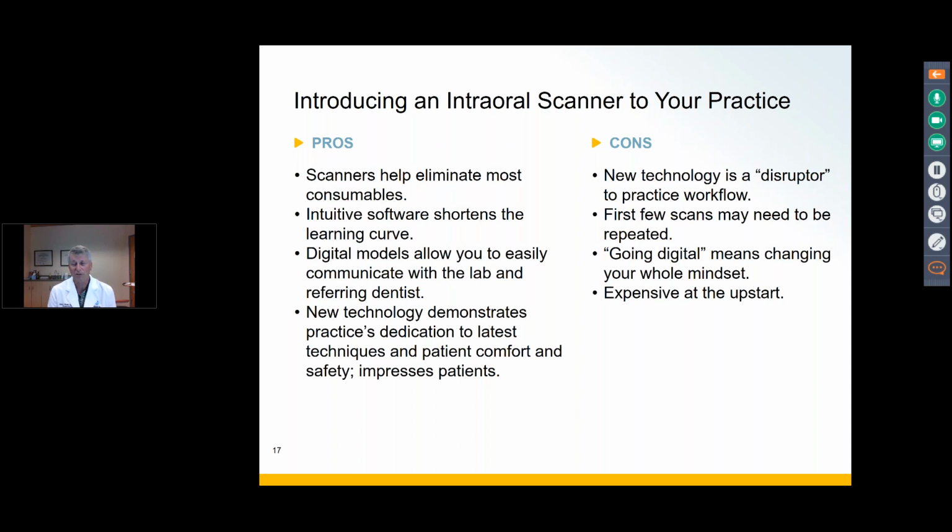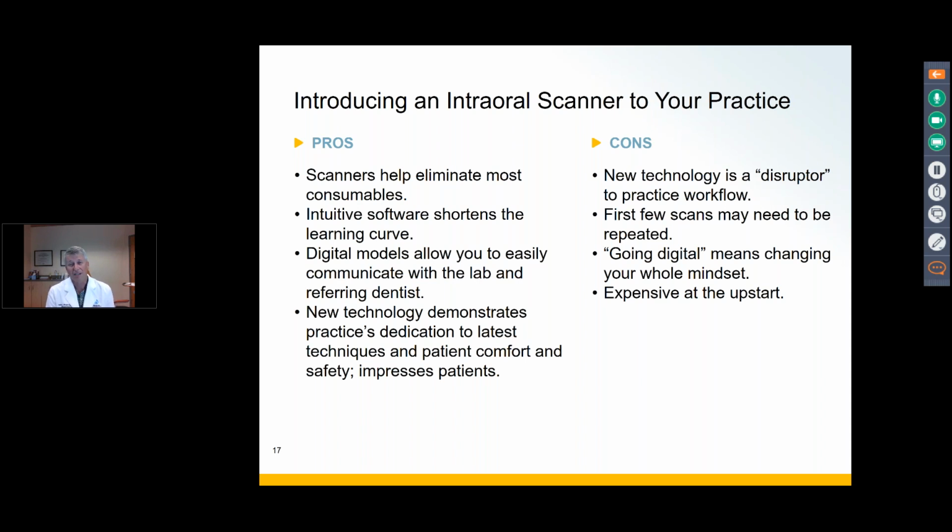Intuitive software shortens your learning curves, and so this has come a long way from first-generation scanners where it would take weeks to train people. Now you take about 5 scans in a row, you'll have it down pat. Digital models allow you to easily communicate with the lab or referring dentist, so you could basically take this and move it to different locations and get opinions, and this is how it's being done. So new technology then demonstrates the practice's dedication to the latest techniques. For instance, I know in our practice we're excited about the opportunity to simulate treatment with some of these scans.